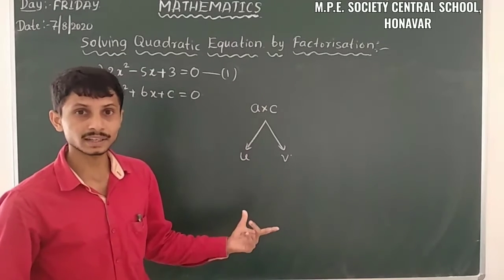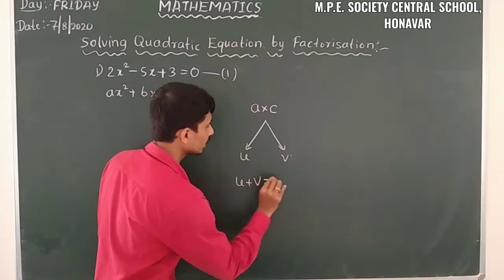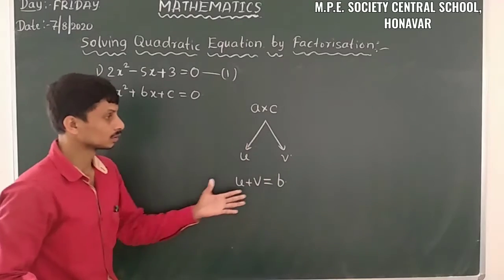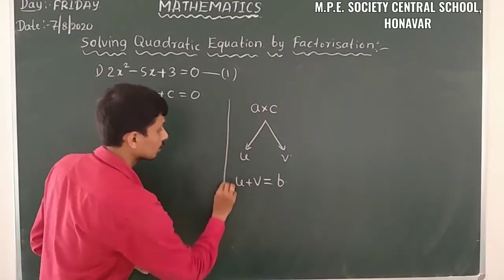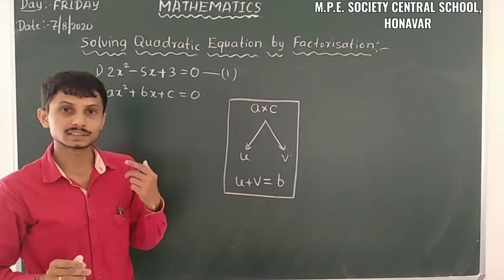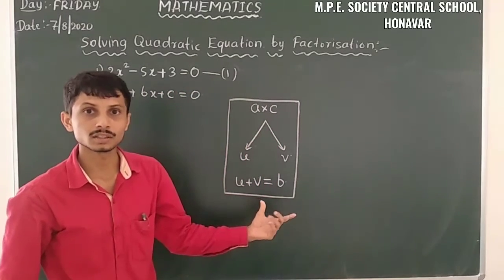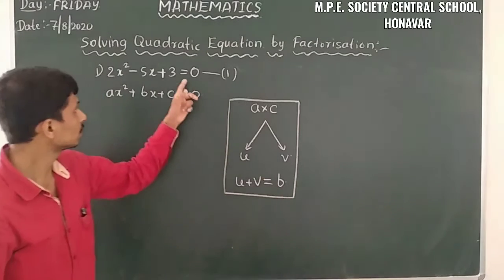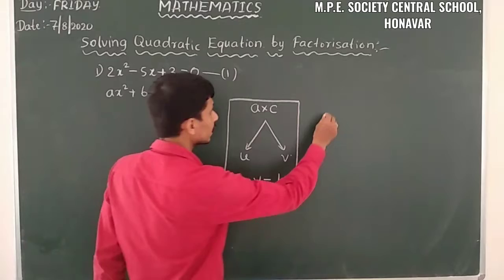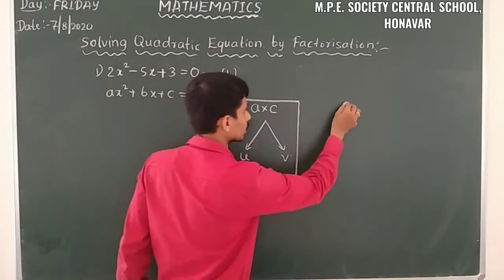The result is that when we add u plus v, we want the value of b. This is our main intention in the factorization. Firstly, we have to follow this. So let us take a and c. Here c is 3 and a is 2. So a into c means 2 into 3 is equal to 6.